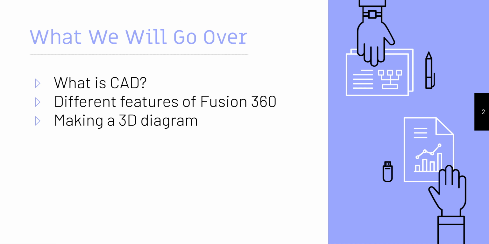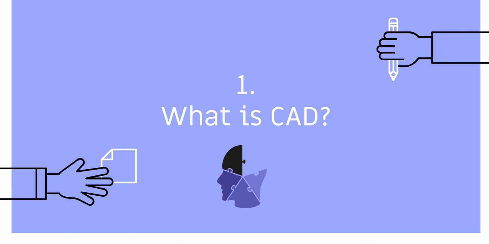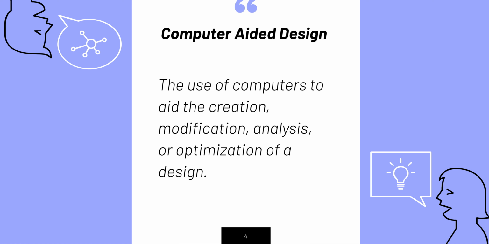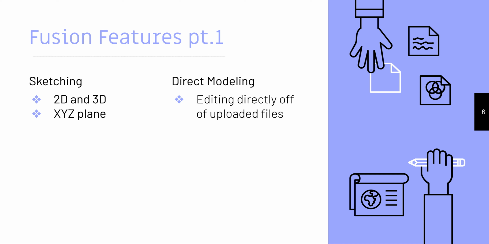So what we'll be discussing is the definition of CAD, different features of Fusion 360, and the process of making a 3D diagram. So, what is CAD? CAD, also known as computer-aided design, is the use of computers to aid the creation, modification, analysis, or optimization of a design. Fusion 360, a tool for 3D CAD, CAM, and CAE.